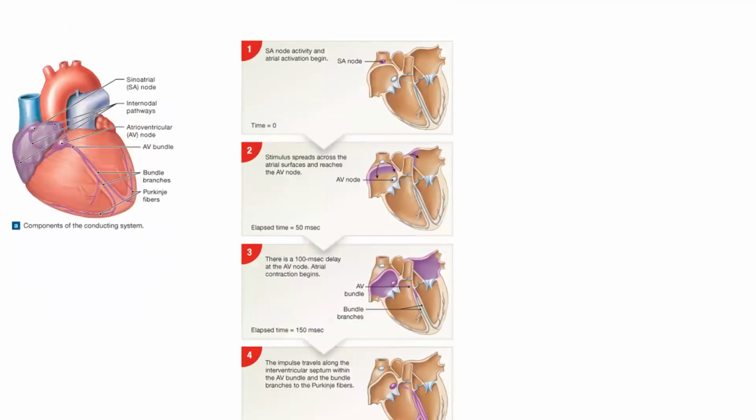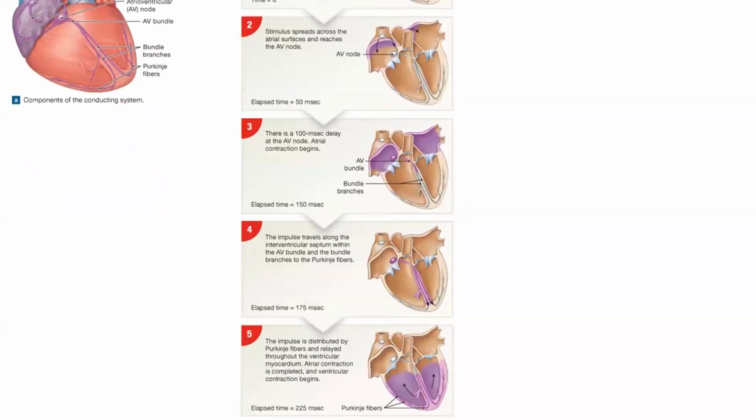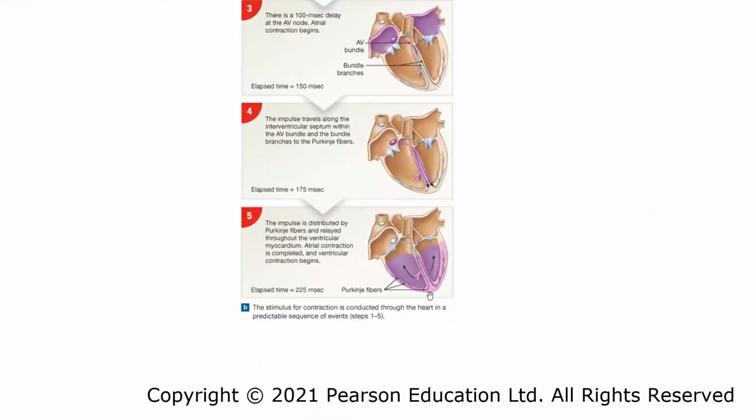Then the AV node sends a signal. The AV node, atrioventricular, is between the atrium and the ventricle. So the AV node contracts and it sends its signal down the septum, the interventricular septum, the septum between both ventricles. Those are called bundle branches. It sends a signal down the bundle branches and then back up along the outside of both ventricles. Those are called the Purkinje fibers. And in doing so, it causes the muscles around both ventricles to contract.